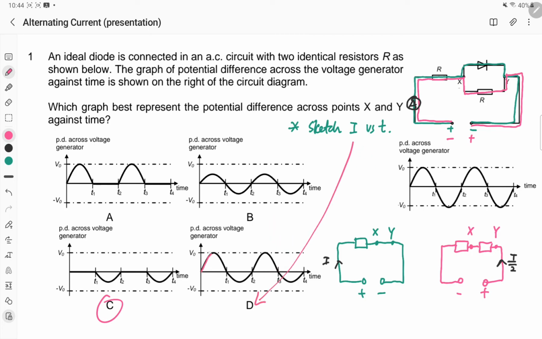So you have I naught, here will be I naught upon 2. So I naught in one half, I naught upon 2 in the other half.